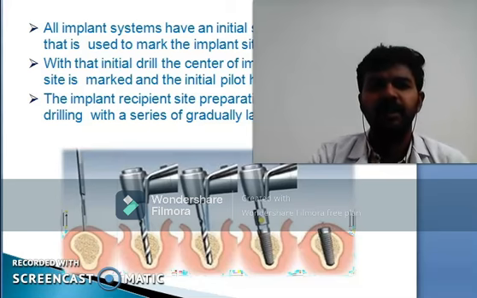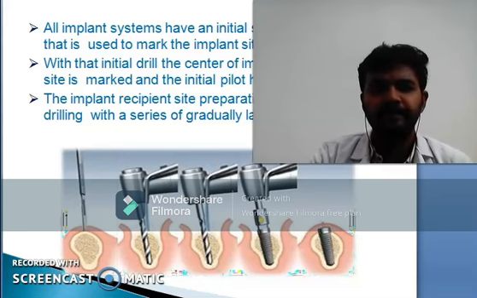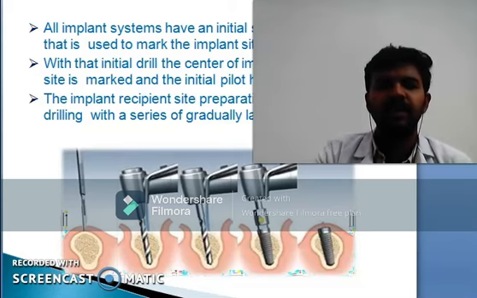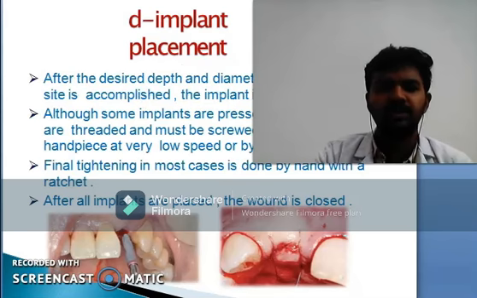small diameter drill that is used to mark the implant site. With that initial drill, the center of the implant recipient site is marked and the initial pilot hole is prepared, and the implant recipient site preparation continues by drilling with a series of gradually larger burrs.